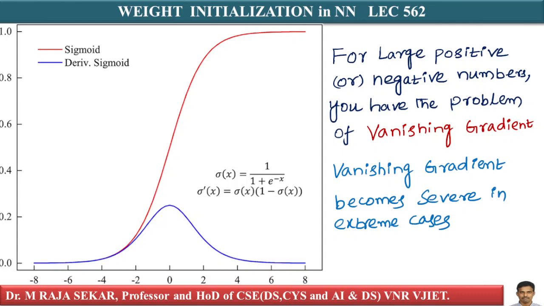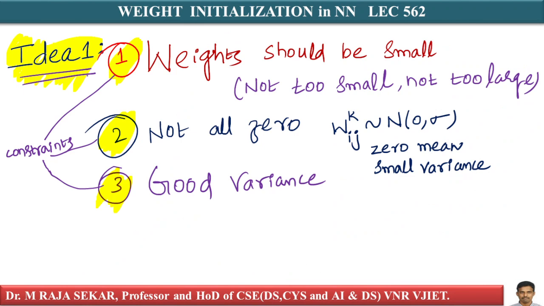So what is the solution for this? Let's take our idea 1. Idea 1 is a very simple idea. Our weights should be small, not too small, not too large, isn't it? Not all 0, and there must be some variance. There must be some good variance among the weights, that's what we discussed.